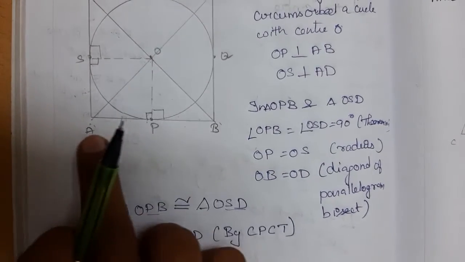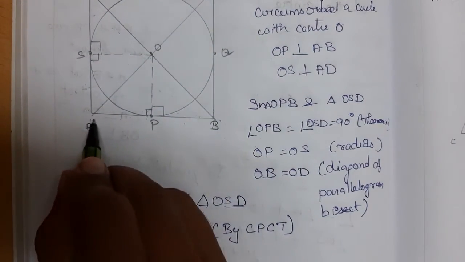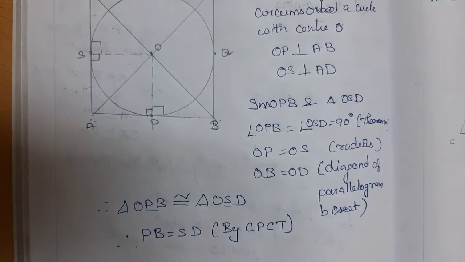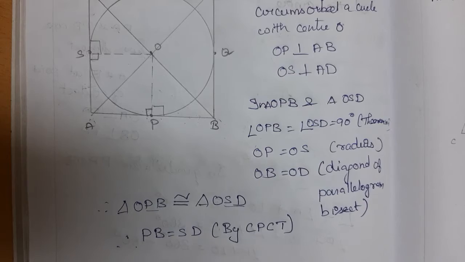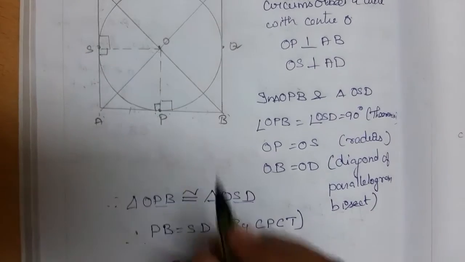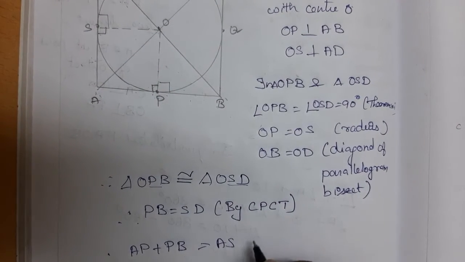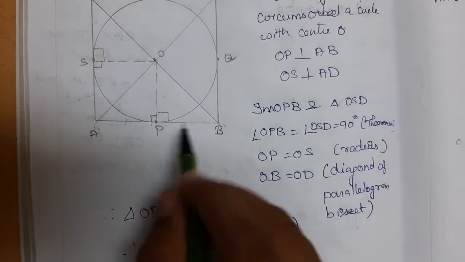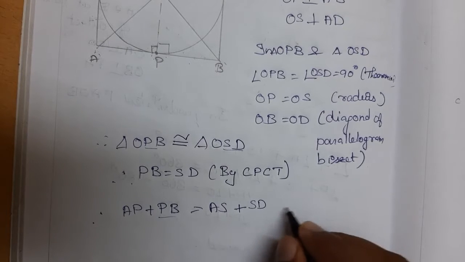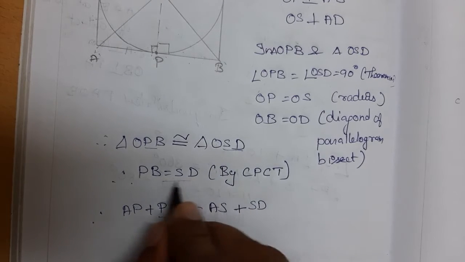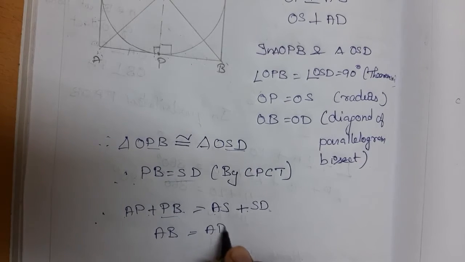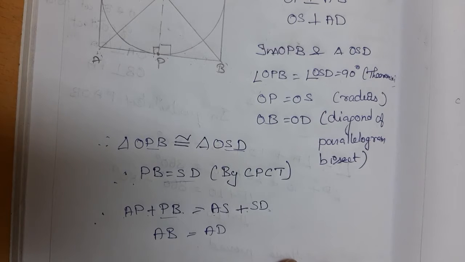So what is AB? AB is AP plus PB, and AD is AS plus SD, right? AP is equal to AS by theorem 10.2, and PB is equal to SD, as proved above. So AP plus PB is AB, and AS plus SD is AD. So AB is equal to AD. This we have proved, right?